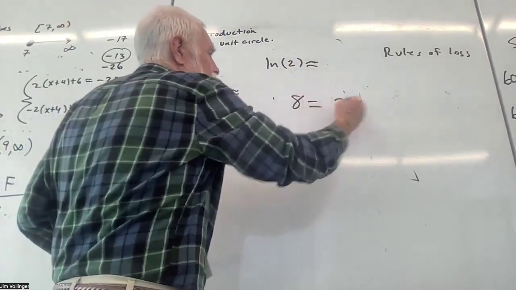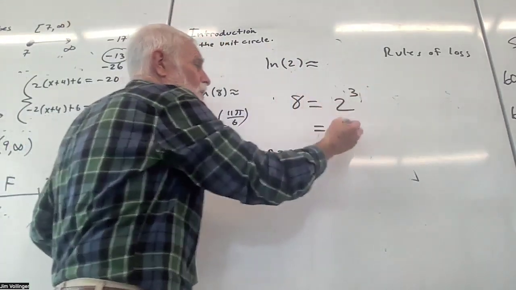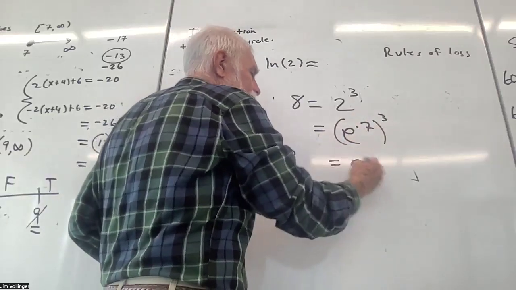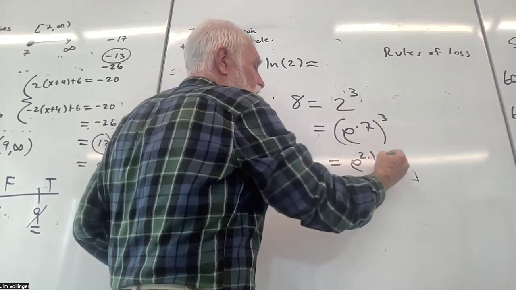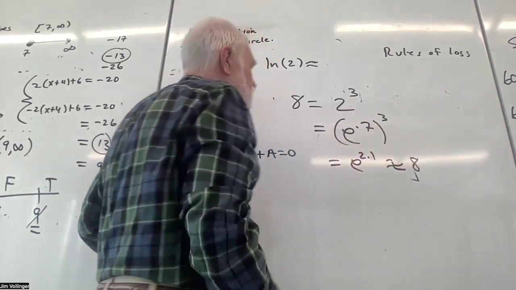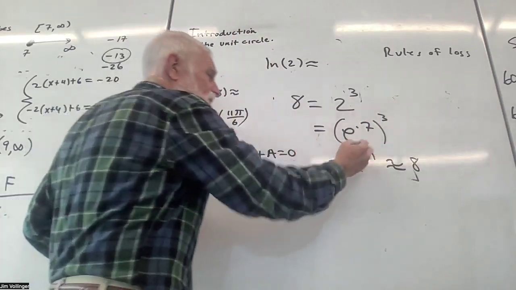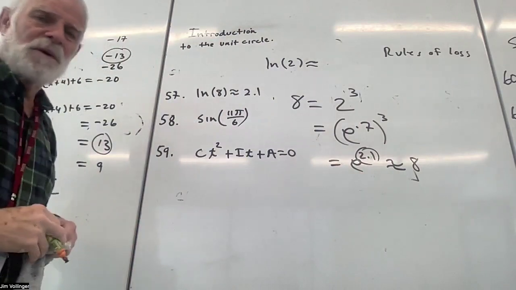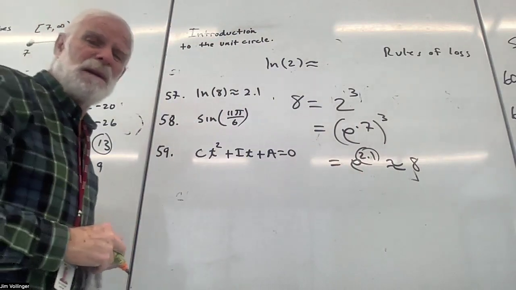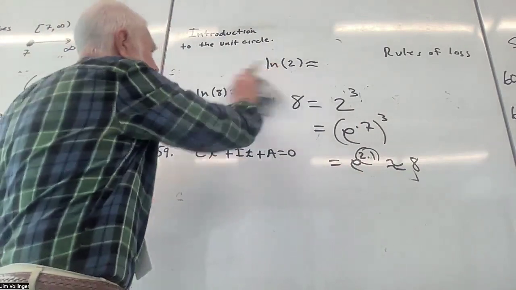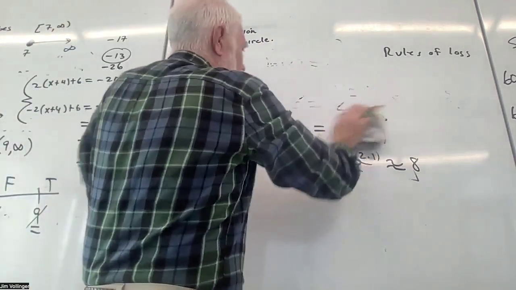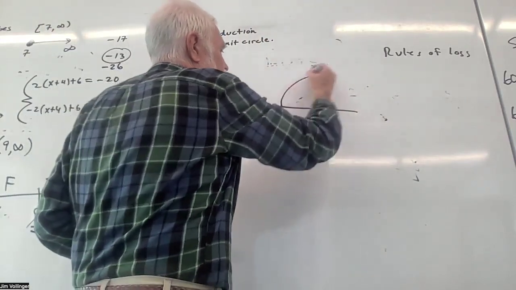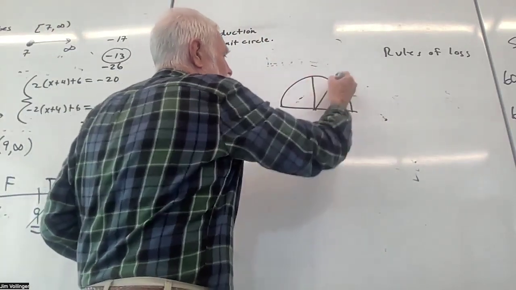8 is 2 cubed, 2 is e to the 0.7, to the 3, so e to the 2.1 is approximately 8. So what's the answer? Just the exponent. That's all we're looking for. We're looking for the exponent. So you put 2.1 down, I'll be happy. All right, I'm just going to do what you're going to see in the video. I'm going to start with pi. That's the top half of the circle. I'm going to break it up into 6 parts.